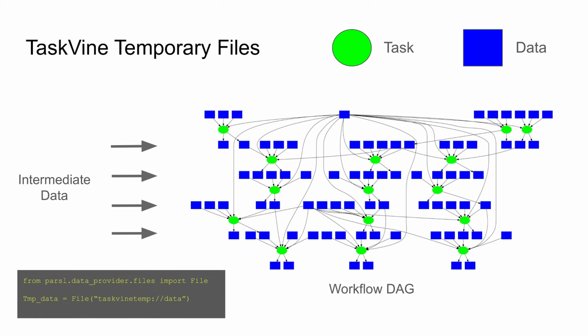They don't need to get written back to the shared file system. The implementation for including these types of data dependencies in Parsl using the TaskVine executor is shaping up. Declaring a temporary file in Parsl using the TaskVine executor would look a little bit like this, where you have a specific URL called TaskVine temp that you declare your file with. But in all other ways, you would handle this data object just like you would any other dependency in a Parsl application.